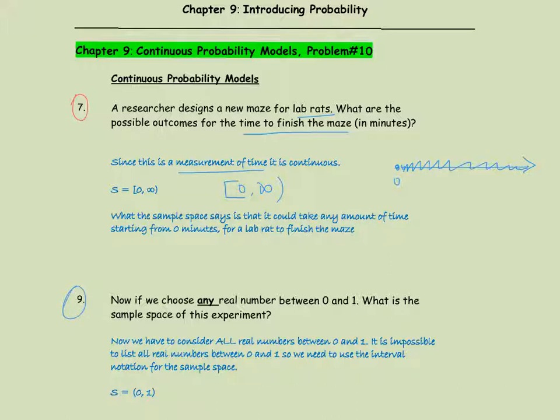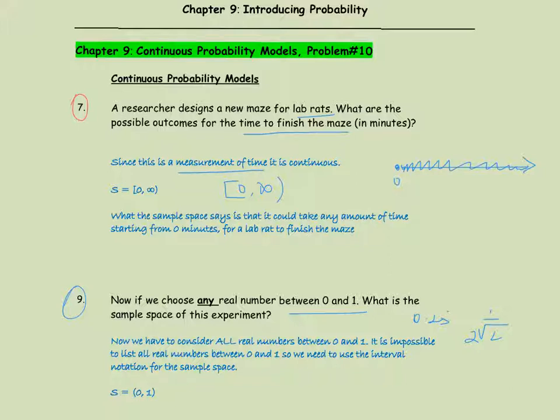Problem 9. We randomly choose any real number between 0 and 1. So it's any real number between 0 and 1. It could be 0.25, it could be 1 over, let's say, 2 radical 2. It could be just any number between 0 and 1. So every number between 0 and 1 is equally likely to be selected.